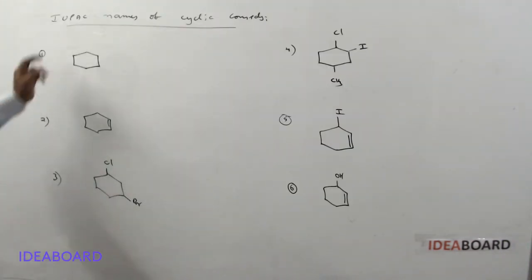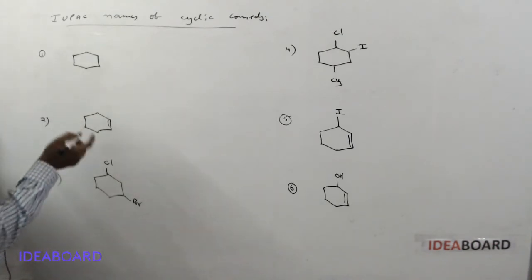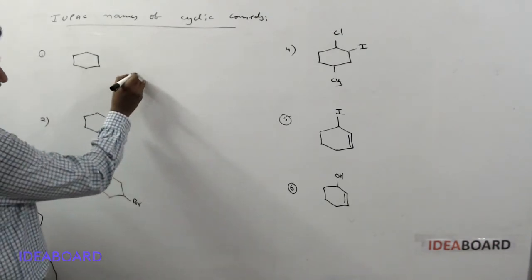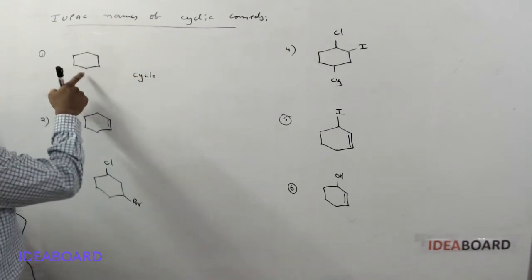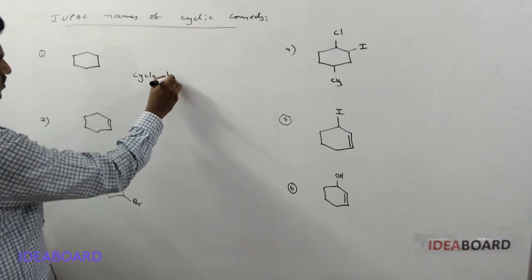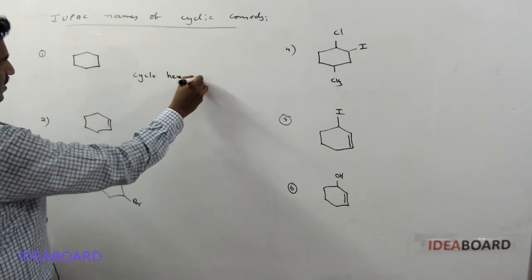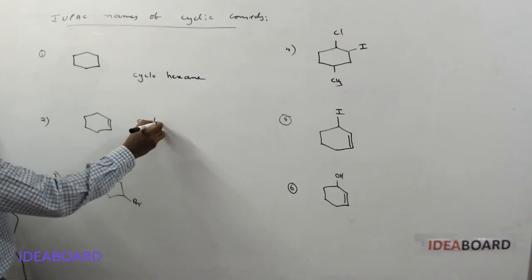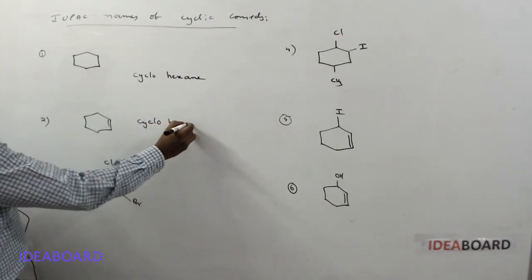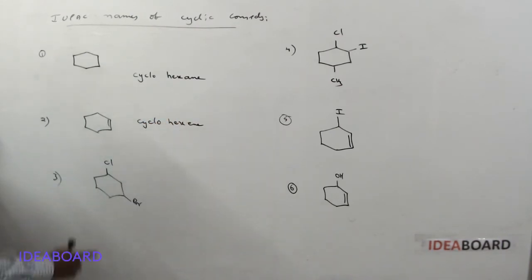Next, IUPAC names of cyclic compounds. While writing a cyclic compound name, what we said, the prefix cyclo is added. So cyclo, we add to the root word. Here 6 carbons are present, so this is called cyclohexane. Here it is cyclohexene. And here there are 2 chlorine and bromine.